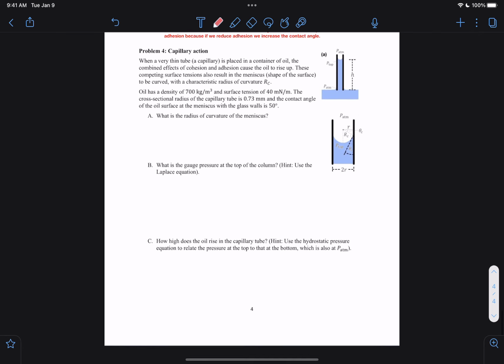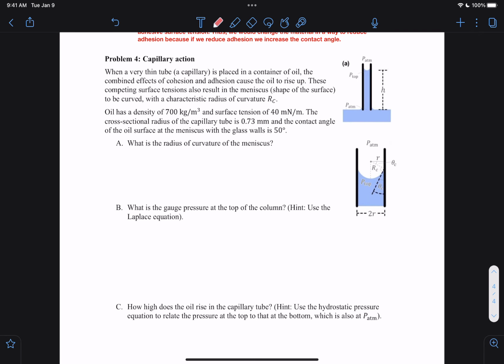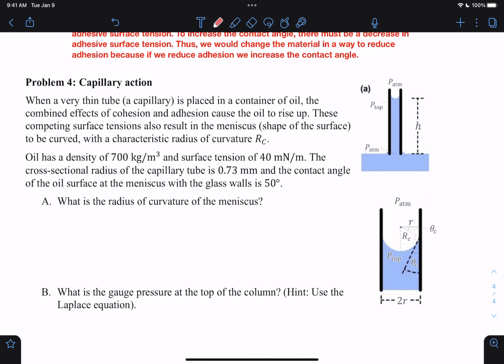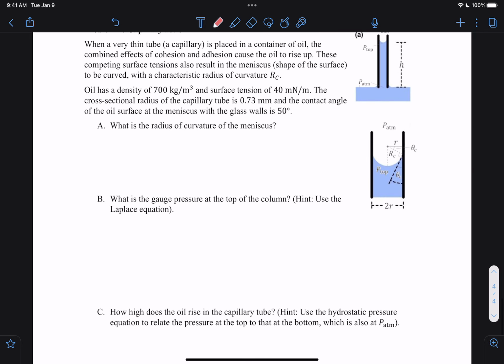But now, finally, we're at problem 4 here, which is capillary action. This stuff is also based on adhesion and cohesion. I think this problem is very, very simple actually.